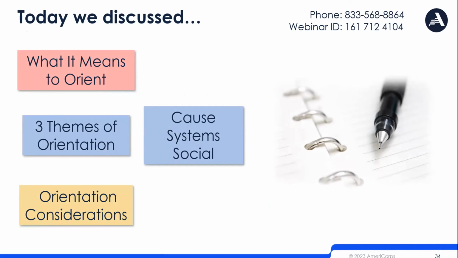Today we covered why orientation is so important, the 3 themes of orientation to cover: cause, systems, and social. We spent some time sharing your ideas with the group for how you orient around all of these themes. Finally, we briefly discussed considerations around how you group members for orientation activities and what mode might meet their needs best. Thank you for your participation.